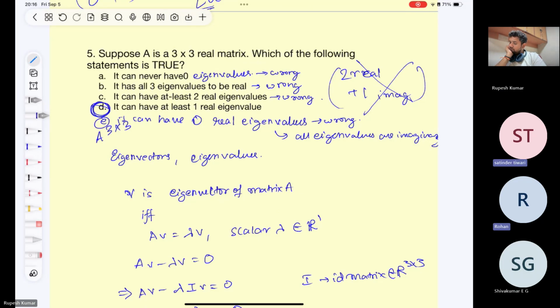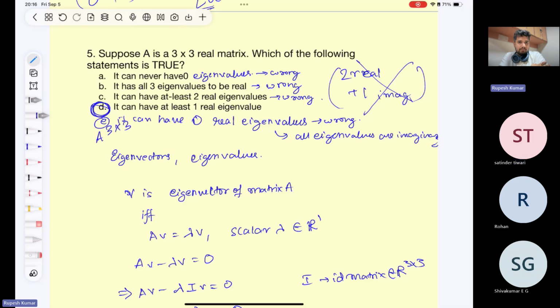So it is saying it can have... Satinder, just let me finish. Just one second. Okay, go on. It can't be at least two, no? At least two can't be there, because at least two means if two is real, then one cannot be imaginary. Let's get to Rohan's question, what he's trying to ask. Let him ask.